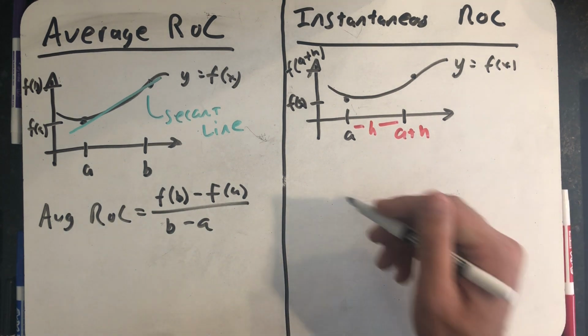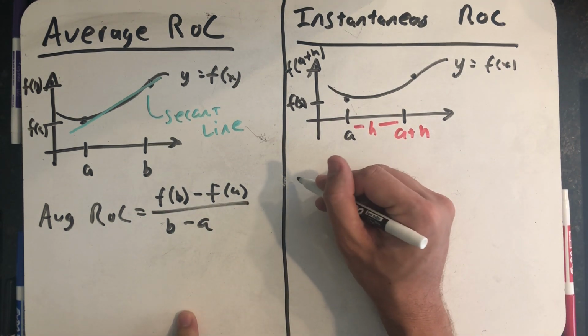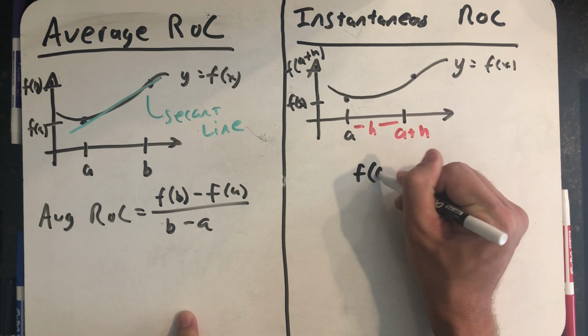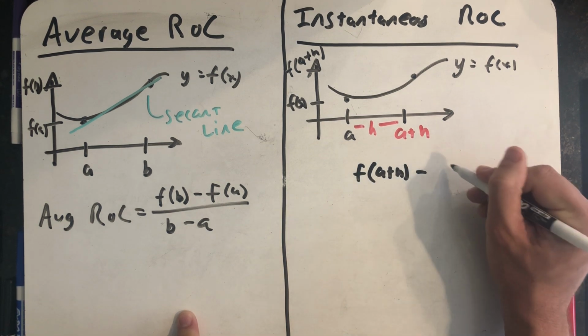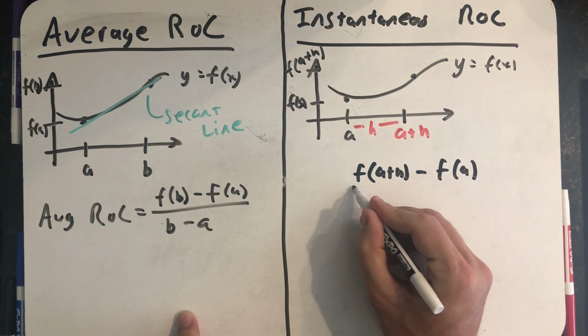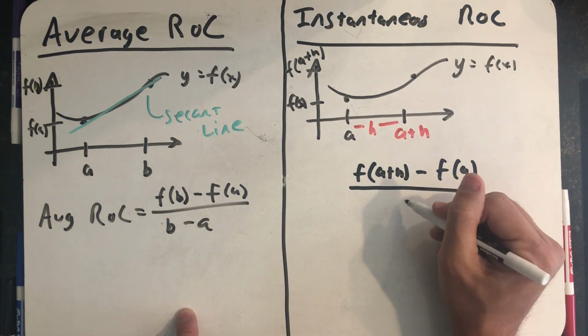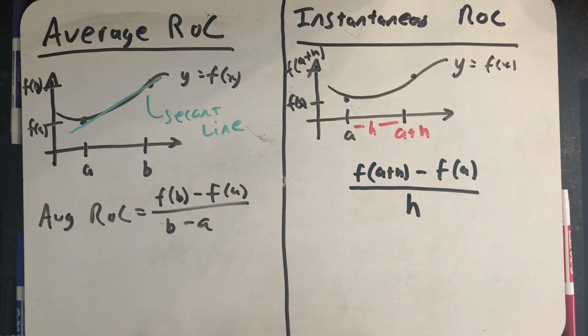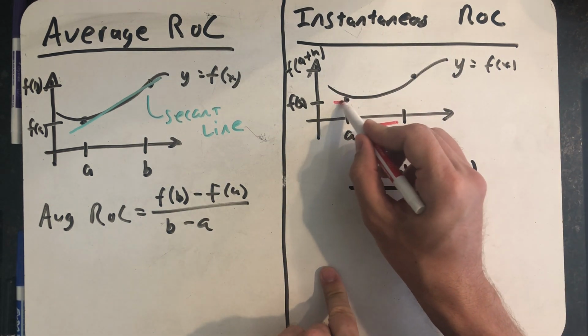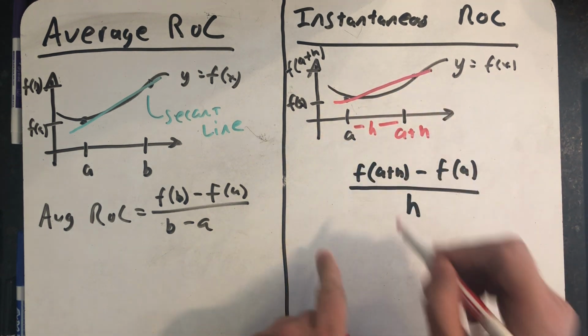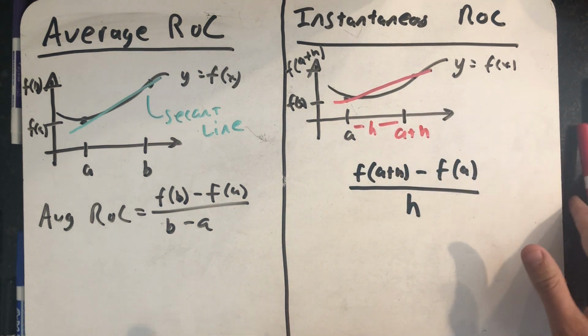The slope of that secant line would then be f of a plus h minus f of a all over, and then a plus h minus a just gives me that distance h. And that's going to be important. That value of h, it's the distance between these two values in the domain. It's the change in x.